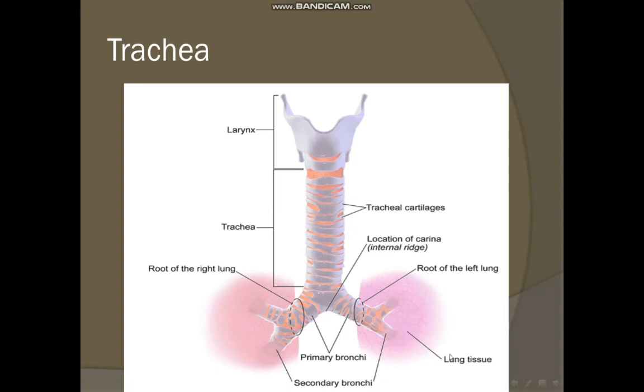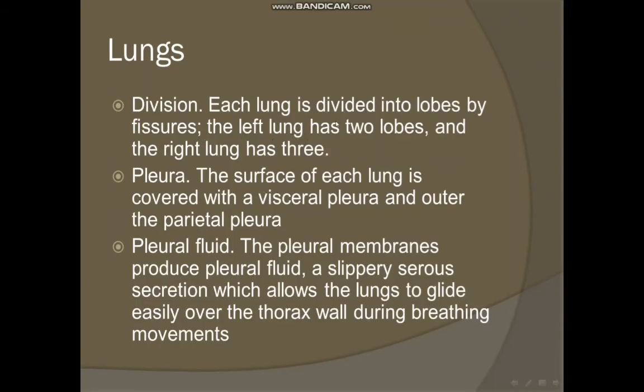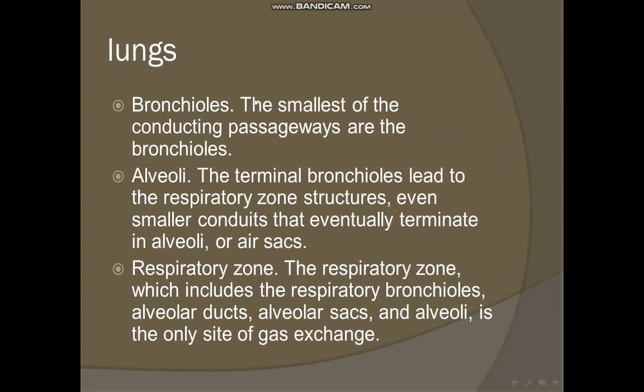Lung tissue. The lungs. Each lung is divided into lobes by fissures. The left lung has two lobes. The right lung has three lobes. Pleura. The surface of each lung consists of visceral pleura and parietal pleura. Pleural fluid is produced by the pleural membrane, a slippery serous secretion which allows the lungs to glide easily over the thoracic wall during our breathing movements.